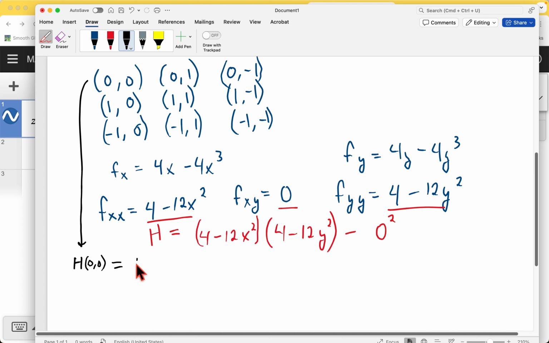So we're going to get 4 minus 12 times 0 squared, times 4 minus 12 times 0 squared, minus 0 squared. This back part's all 0, so we get 4 here, and this back part's all 0, so we get 4 here. So we have 4 times 4, which is 16, positive 16. It's a positive number. So that means we've got a minimum or max.